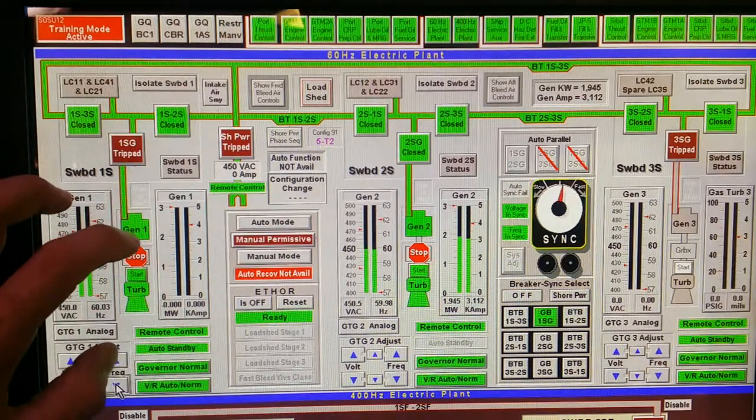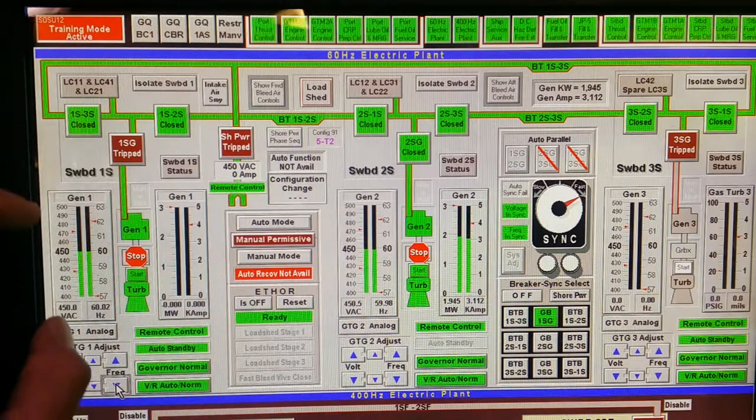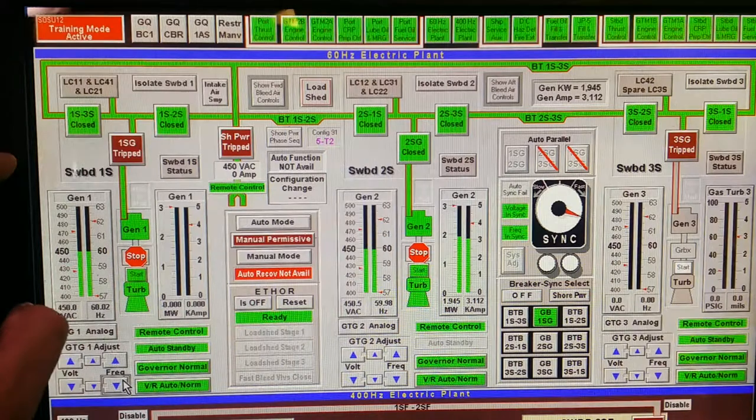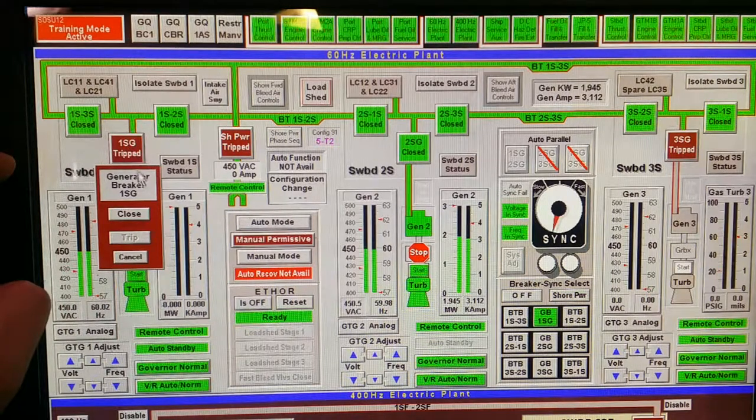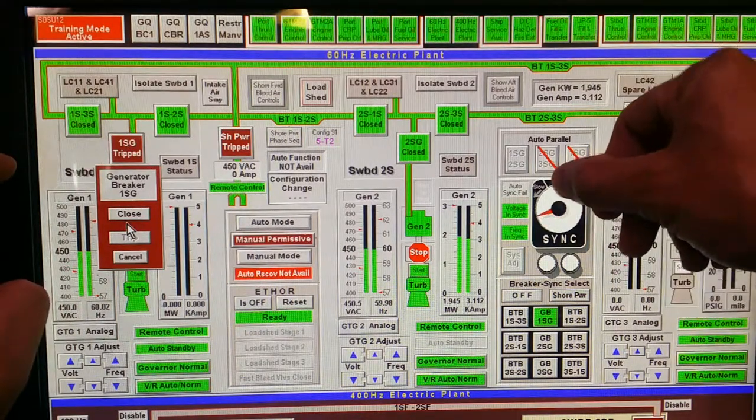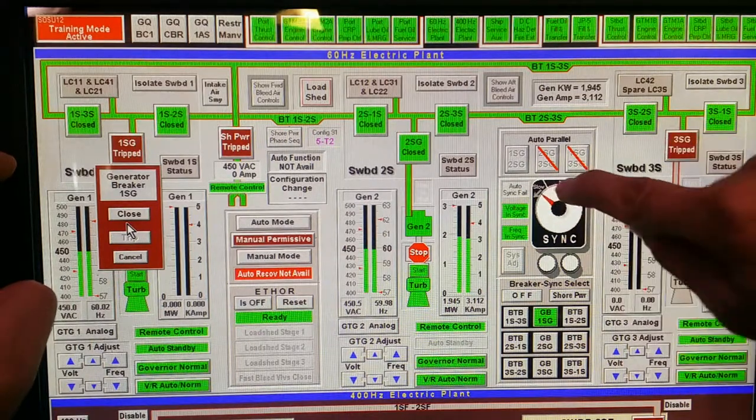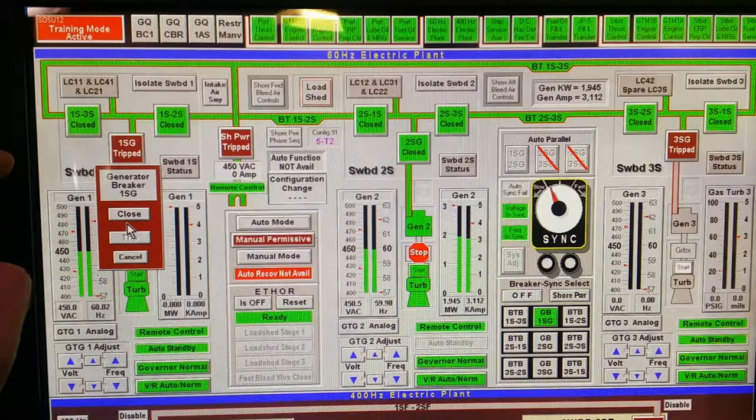So that way I have my incoming generator going faster than the generator that's online, so it takes the load, but not too fast. I think that's fast enough. So I'm going to be ready to close the generator breaker when I am somewhere between minus 30 degrees to plus 30 degrees.